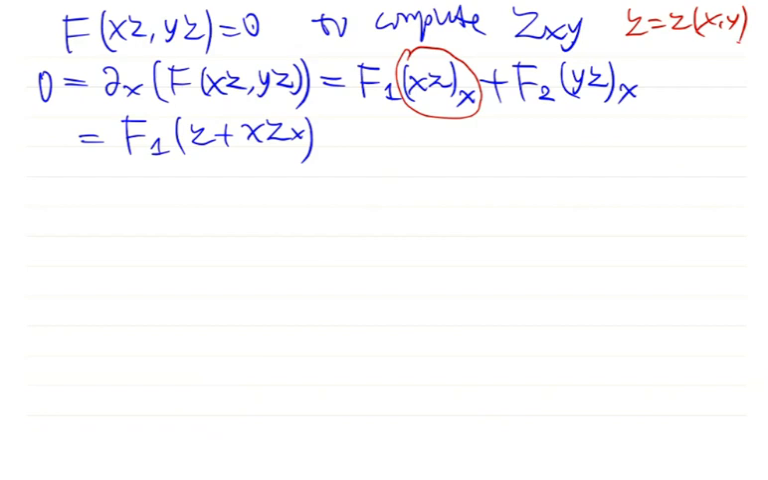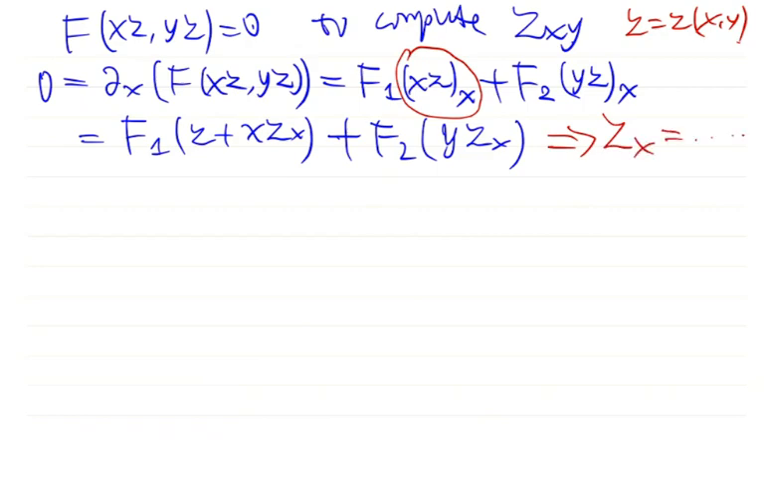Okay. Now similarly, the second term is f2 and y zx. Because x and y are independent variables, the partial derivative of yz with respect to x is simply y zx. So this is the first derivative. Of course, from this equation, you can solve for zx equals something, but I will not carry out the computation here. Our purpose is to compute the second derivative.